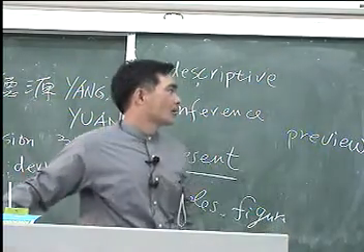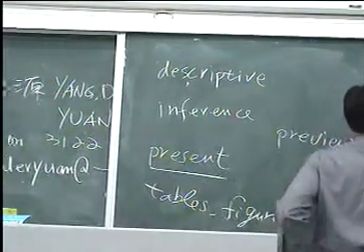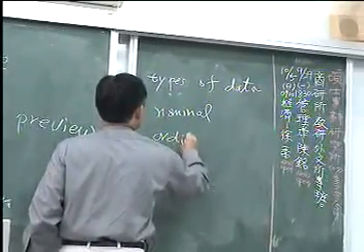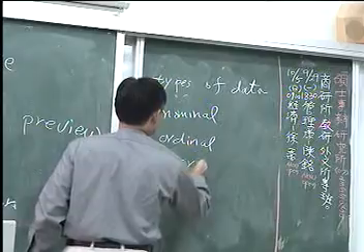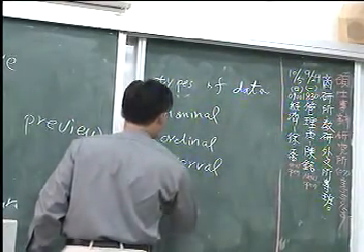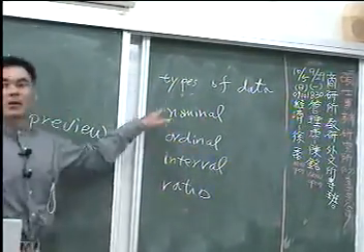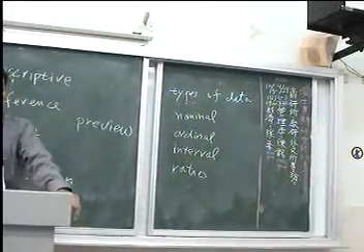Okay, nominal, and then the other one is ordinal, and then interval, and then ratio. These things are all in the book, okay?